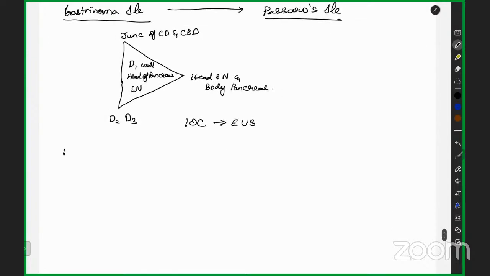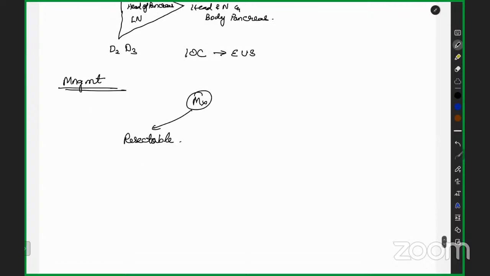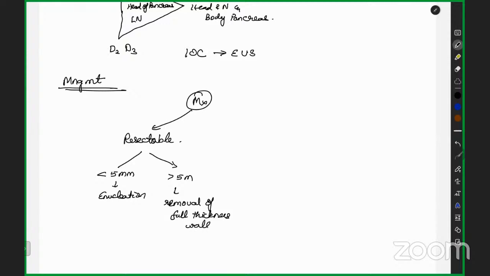Clear? Now coming towards your management. What is going to be your management if it is localized disease, if it is resectable? If it is less than 5 millimeter, you're going to perform enucleation. If it is more than 5 millimeter, you go for removal of the full thickness wall. Okay, this is your resectable part.